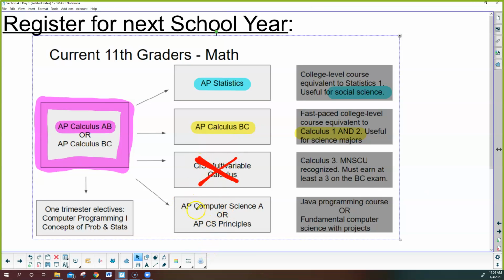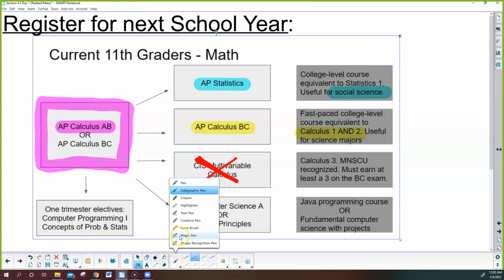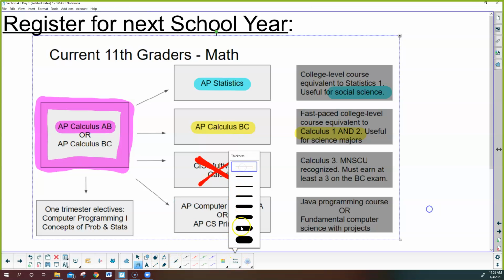Okay. You could do computer sciences. This is a 3 trimester course right here. By the way, that's a 3 trimester course, this one is a 3 trimester course. APCS, Computer Science Principles, is a 2 semester course. So I believe that starts first and second trimester.